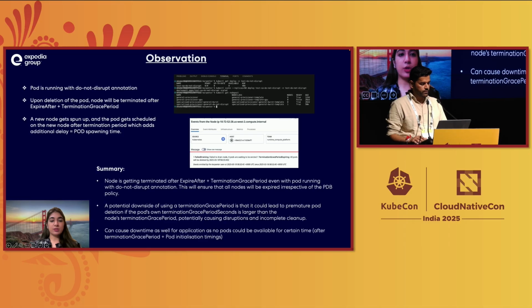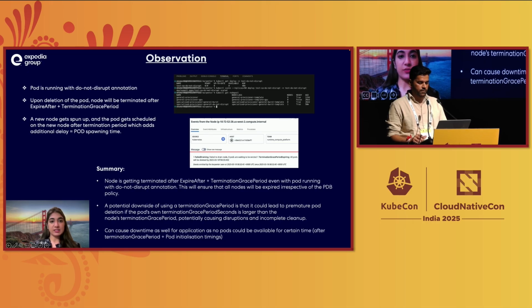So, what did we observe in this scenario? In this scenario, the application pod was running with the do not disrupt annotation earlier. Now, when this pod got deleted, the node is terminated only after the configured expire after period plus the termination grace period time interval is over. Once a node is terminated, a new node is automatically provisioned and the pod is rescheduled onto it. However, this introduces an additional delay. This additional delay is equal to the pod's startup time, that is, before it becomes fully operational again.